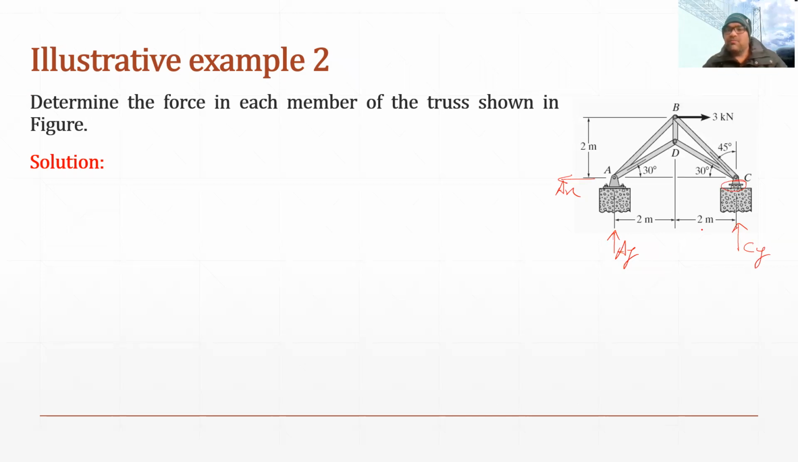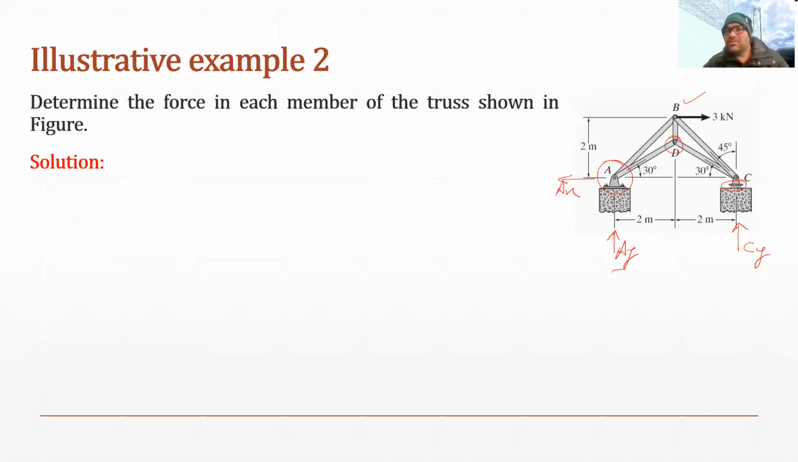Now if we visualize this truss, we can say that joint A cannot be used because there are two unknown forces in members AB and AD, and the reactions AX and AY are also unknown. Similarly, we cannot take joint D because members DA, DB, and DC will be unknown. Similarly, we cannot take joint B because members BA, BC, and BD, three members, will be unknown.